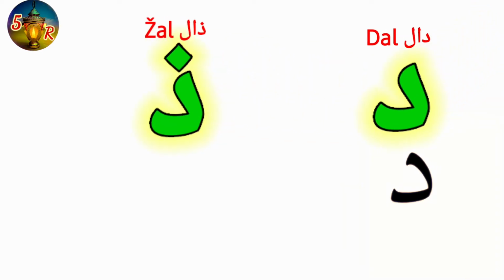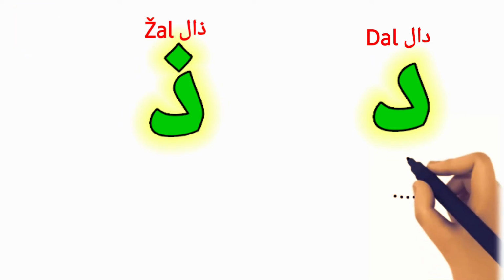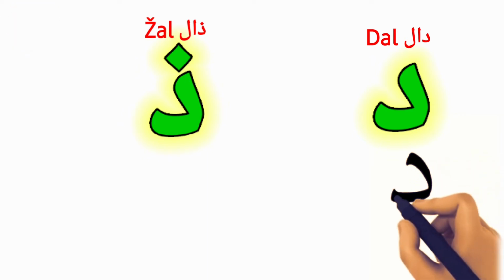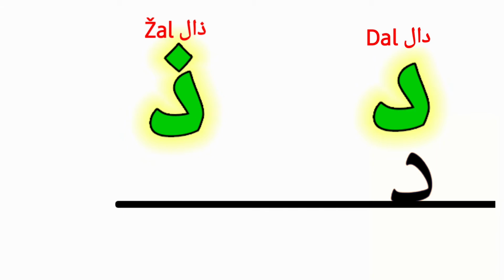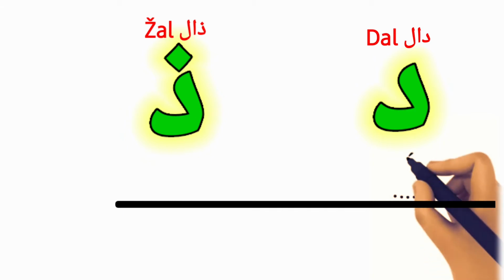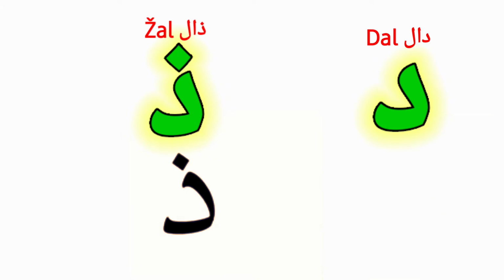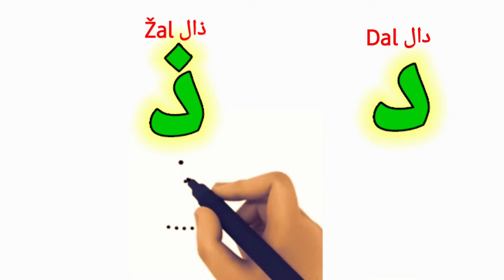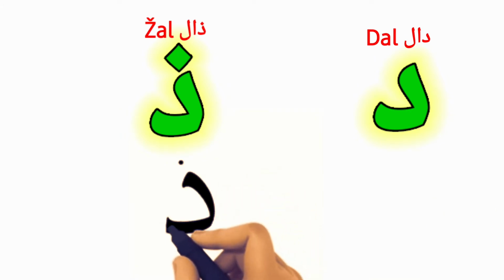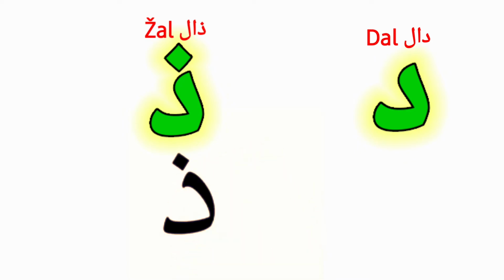The first pair for tonight are dal and dhal. So let's see how to write dal. Very simple, you just have to make this angle. Also, very important note, dal and dhal, they go over the line. And dhal is exactly the same, we're just gonna put the dot on the top. Alright, cool. So now we're good when it comes to the shapes of dal and dhal.